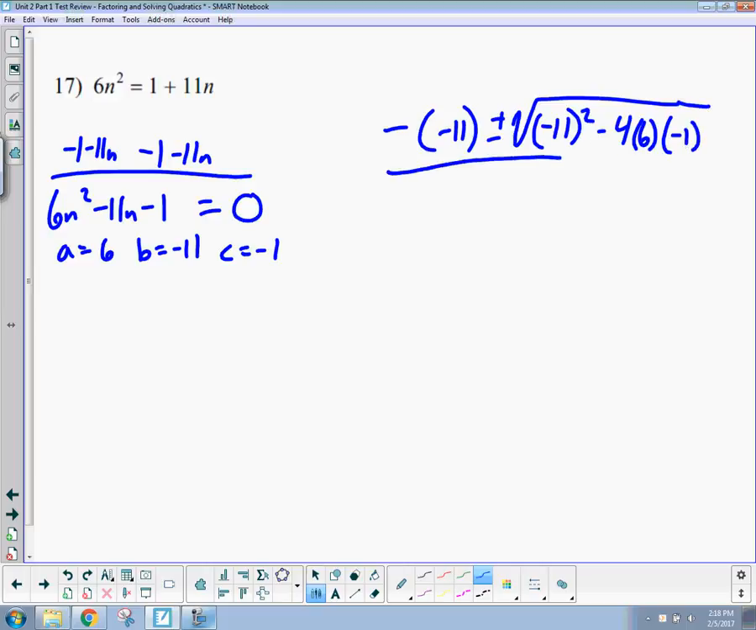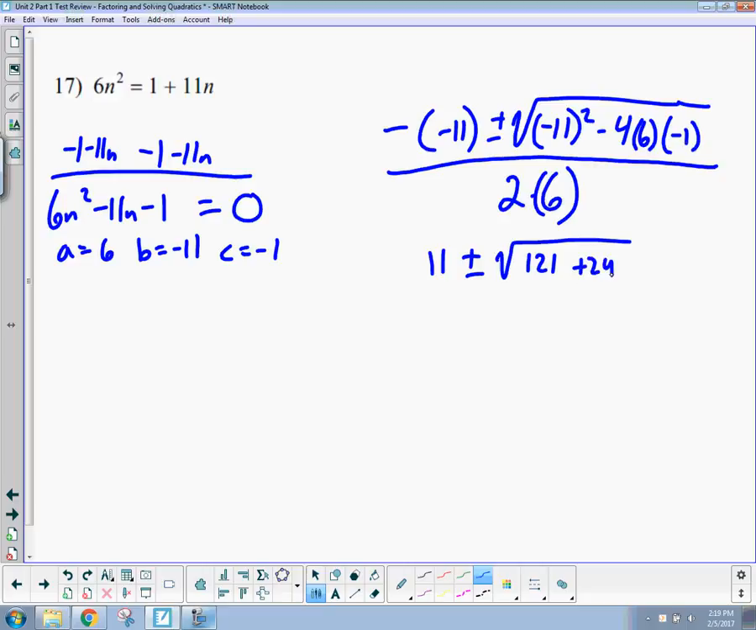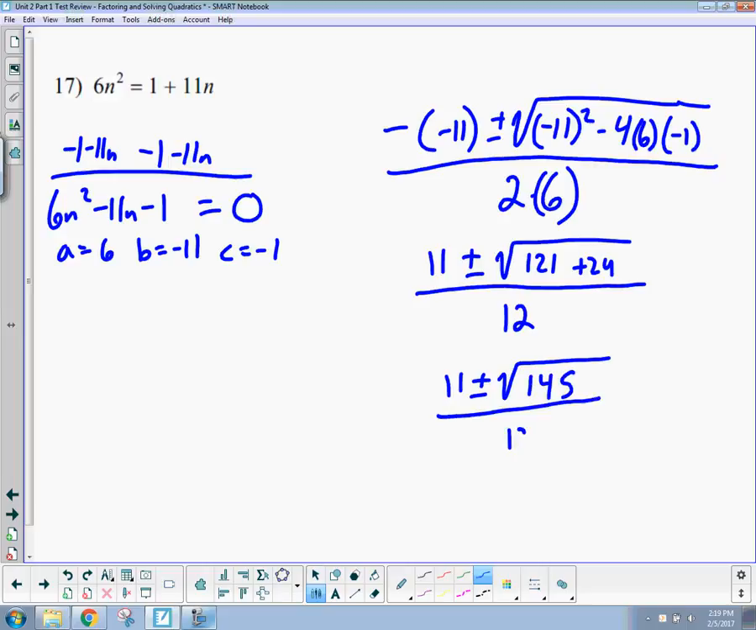I'm going to whittle it down again. Negative is 11. Plus minus 121. So that's -24. That -1 makes it a +24. All over 12. So 11 plus minus 121 plus 24 is going to be 145, all over 12. I'm going to see if this root 145 simplifies. Believe it or not, it doesn't. So as far as I'm concerned, I'm done. Okay?